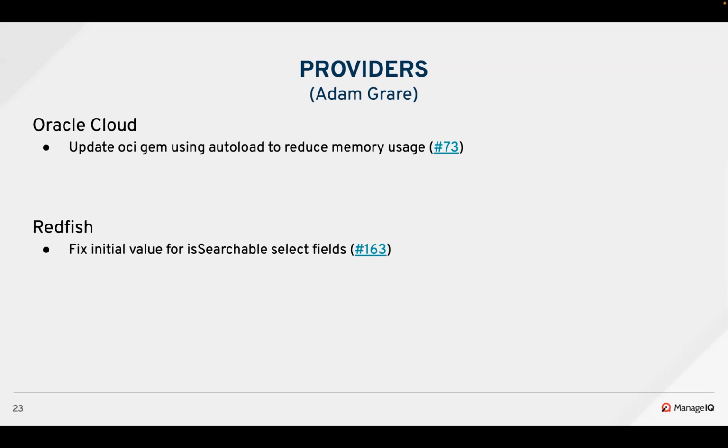For Oracle Cloud, similar to Cisco Intersight, Jason had to fix the OCI gem, which uses autoload to reduce memory usage. This was causing issues where once this was required, some of the workers on Spotify were going over their memory limits and getting killed. So nice to use a gem that's not going to cause us issues there.